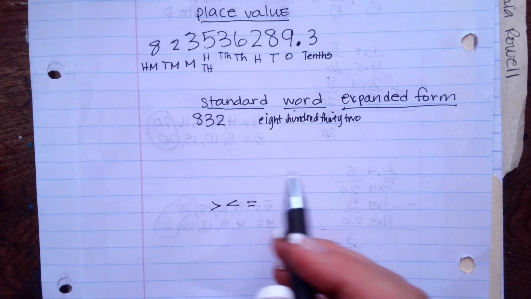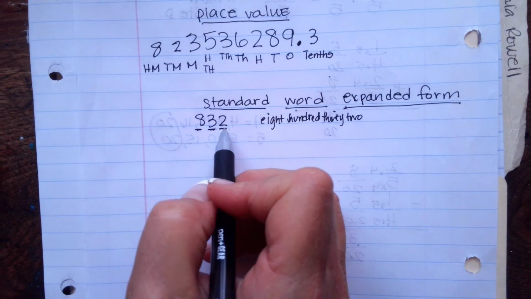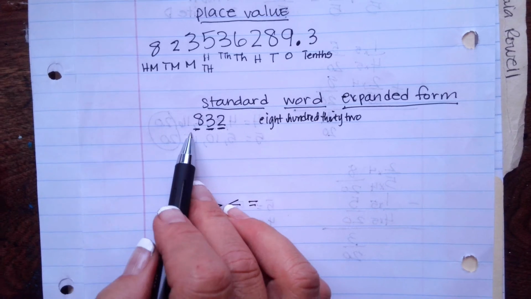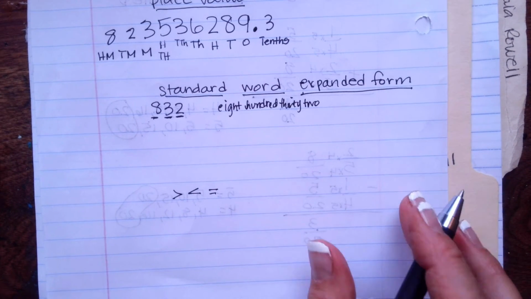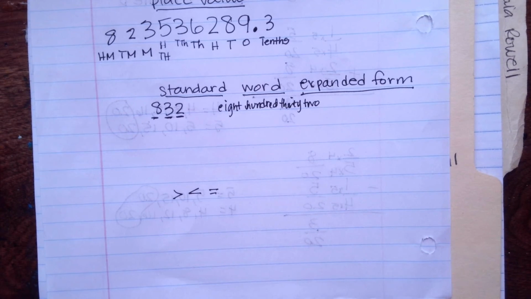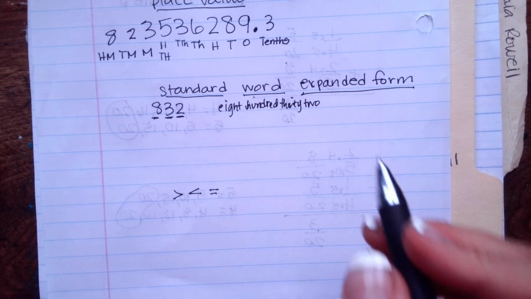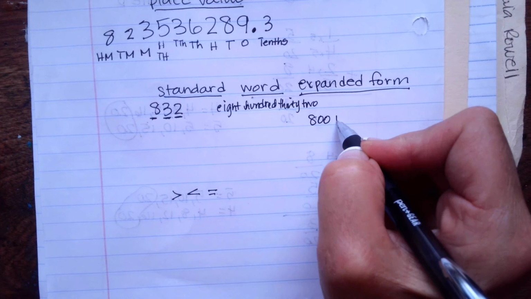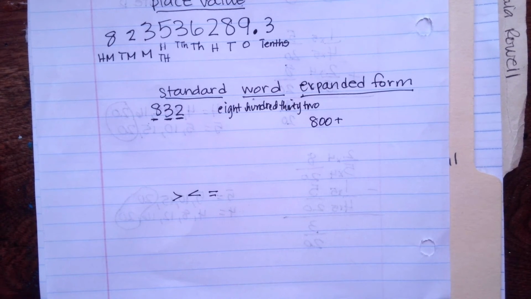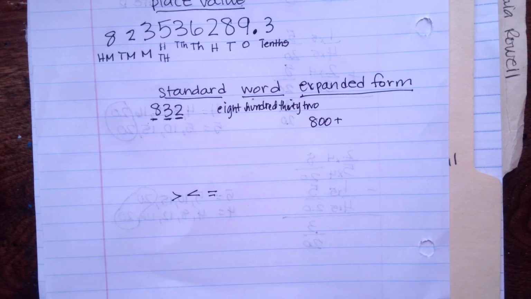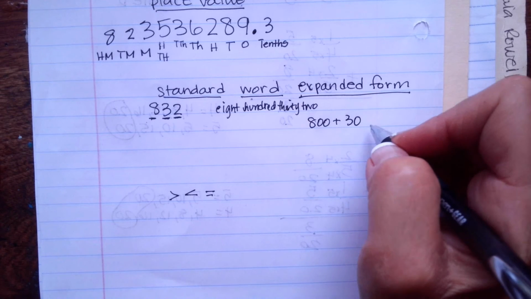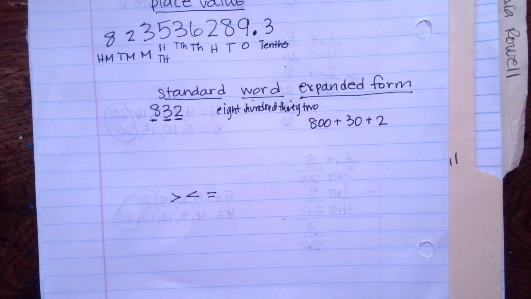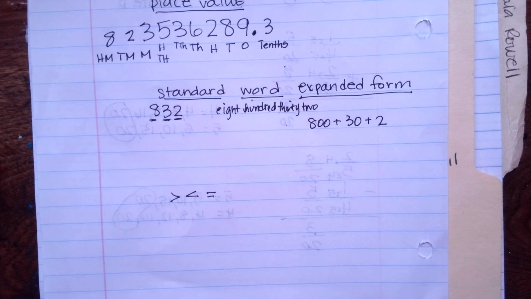Expanded form means that we take each digit and we start with the left side and we tell the reader what it's worth. So this 8 is not really an 8, it's worth 800. So we write 800, and the 3 isn't really a 3, it's a 30. And then the 2 is really a 2. So we just rewrite the 2.